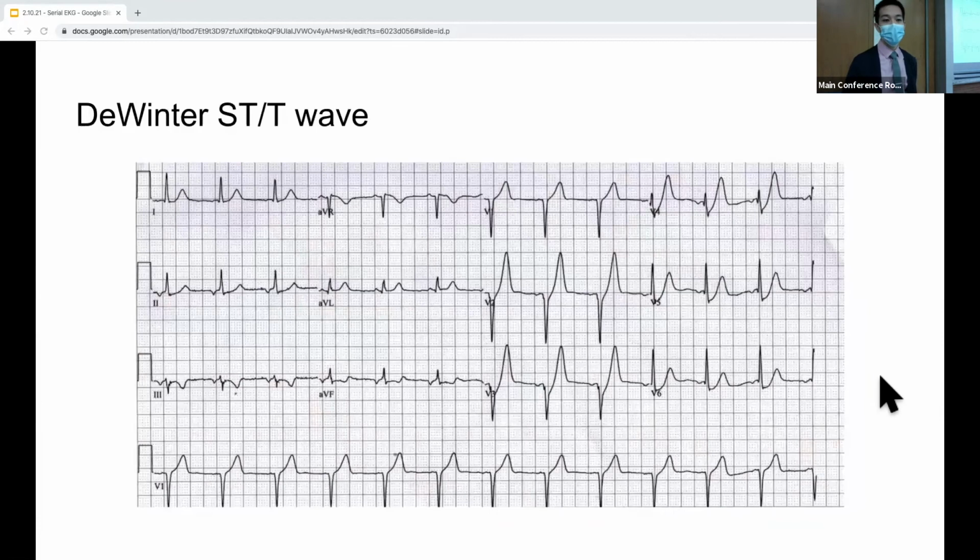Next up on this little journey through ischemic patterns is the De Winter ST-T wave. This one also, I think most of us are pretty familiar with. You're going to have mostly tall T waves in the precordial leads, V1 through V4 here. There should be an absence of ST elevations. And again, this is something to keep an eye on. It's usually a sign of anterior occlusive MI.